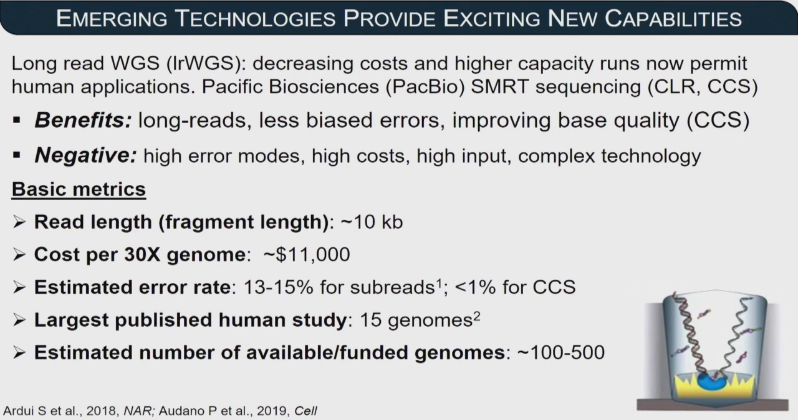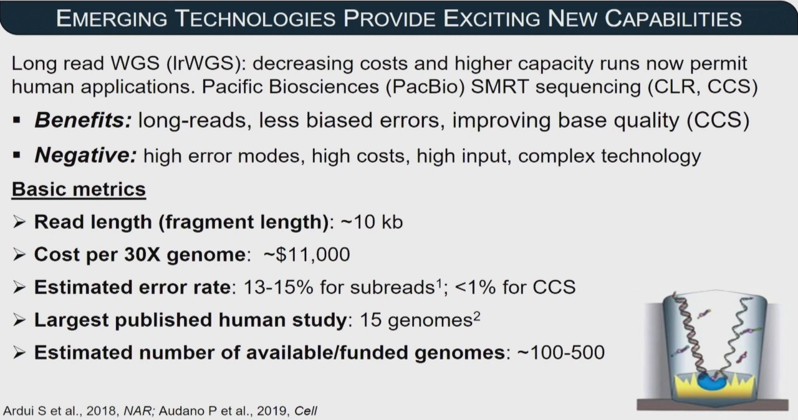But for right now, the benefits, virtually all data is on the continuous long read, so that's what I'll talk about today. These are long reads. They are less biased to given error modes that, say, Illumina sequencing is, and there is improving base quality, but they do still have very high error modes.